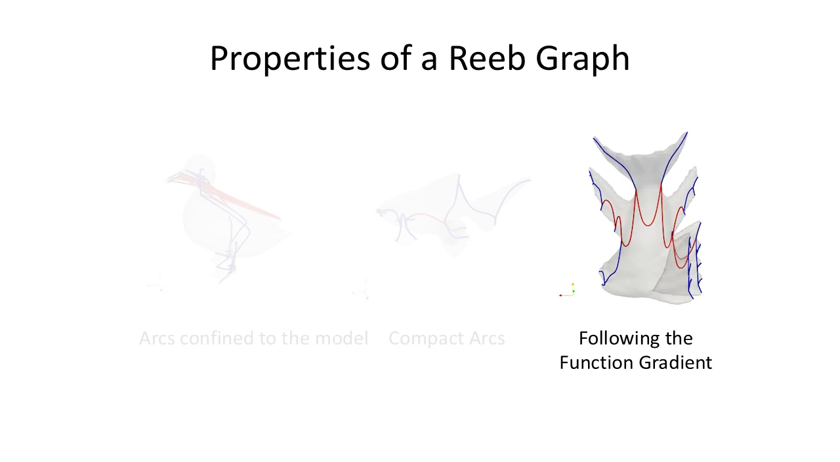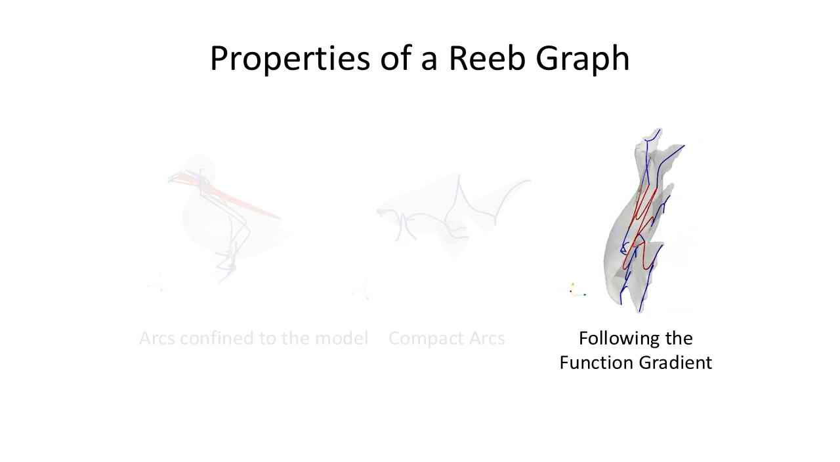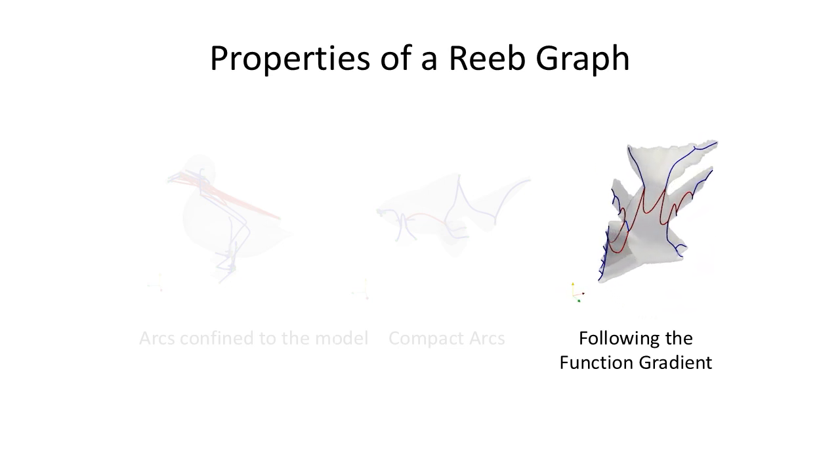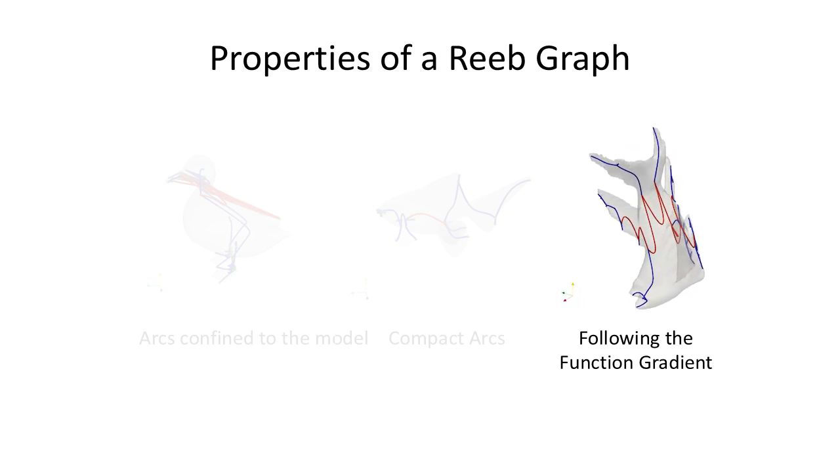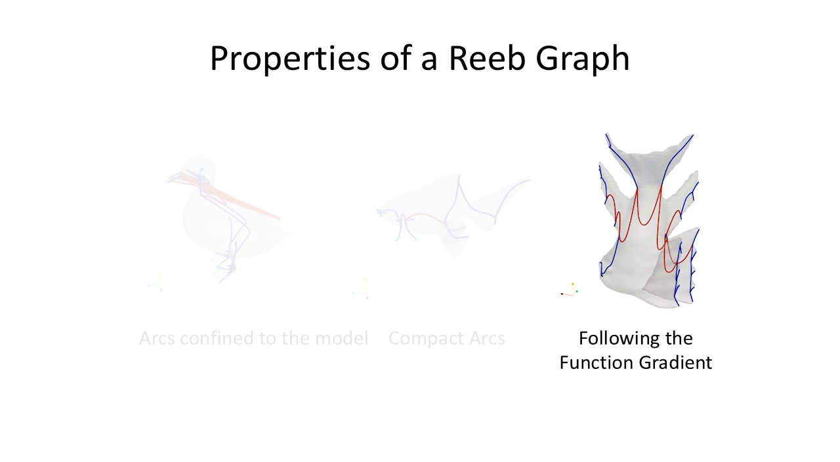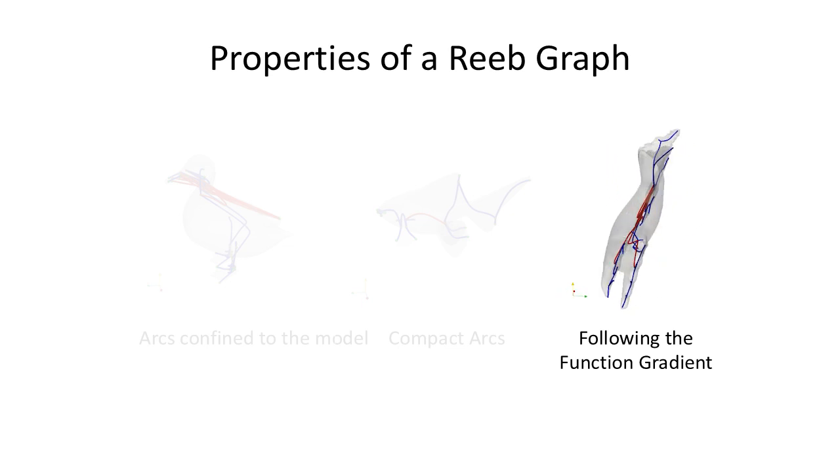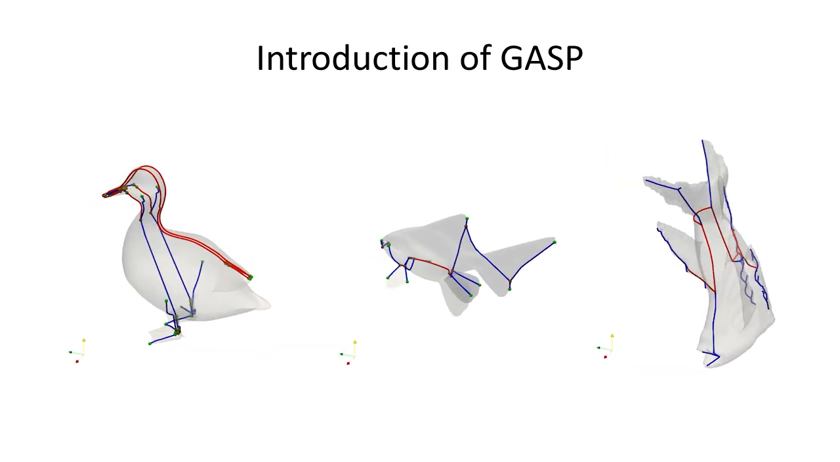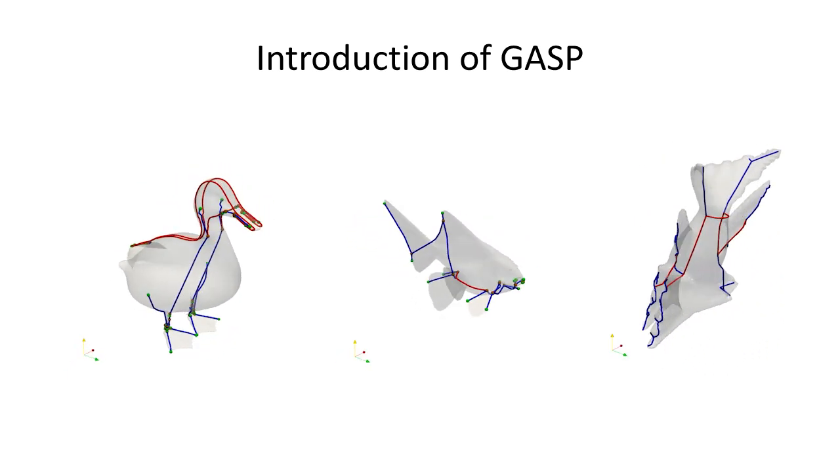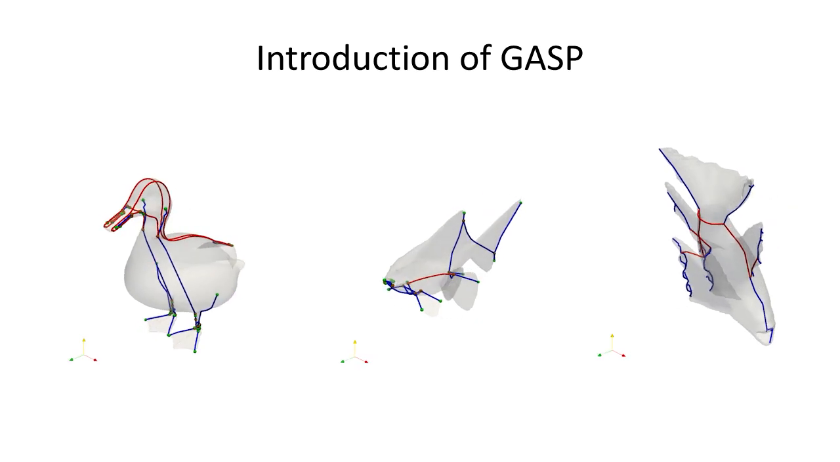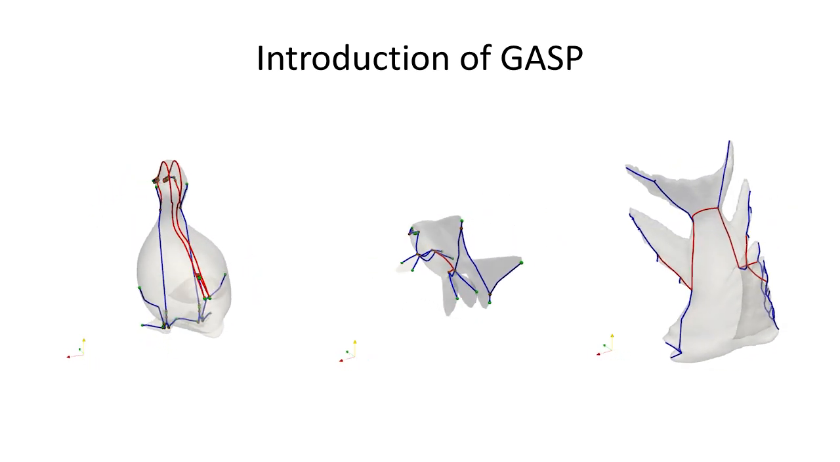Third, arcs should follow the function gradient so that the Reeb graph reflects how the scalar field changes. In this example, the function is horizontal, but the arcs in red move both vertically and horizontally, which obscures the true pattern. Existing algorithms for drawing Reeb graphs are agnostic to, or violate these properties. To address this, we introduced the GASP algorithm.